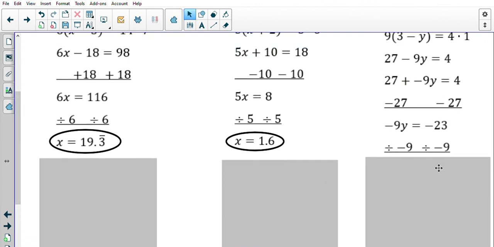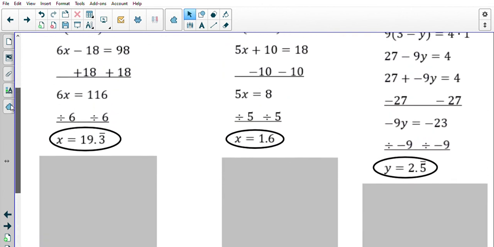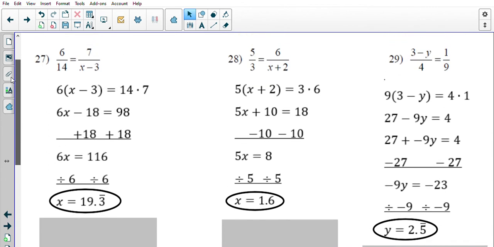Divide both sides by negative 9. And this will get us y equals 2.5 repeating for our solution. Again, you're not going to have any questions like numbers 27 through 29 on your test, but this is something you will see in the future, probably even as early as next year.